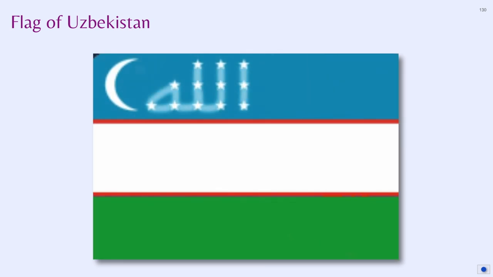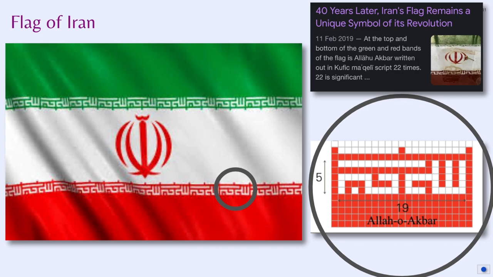And there is another flag that has Allah Akbar, God is great, written 22 times. Any guesses? Flag of Iran. 22 being the date of the Iranian Revolution.